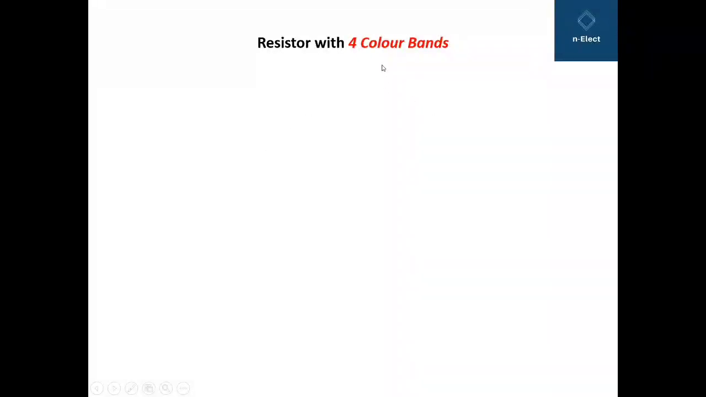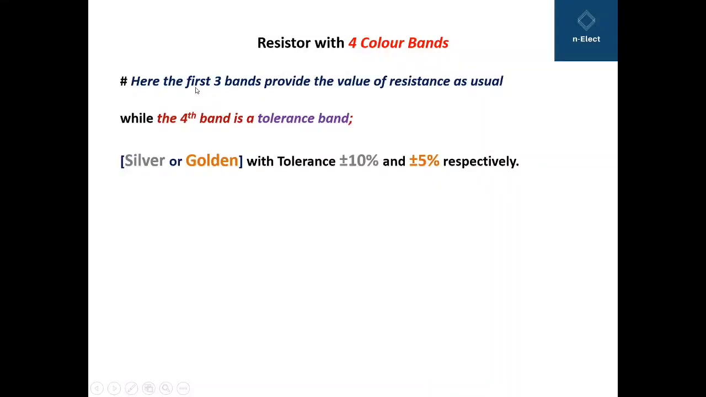Then resistor with 4 color bands. After 3 color bands, we are moving on to 4 color bands. Here, the first 3 bands provide the value of resistance as usual, while the 4th band is a tolerance band. Now, when the 4 color bands are there, 3 color bands work as usual, as we have seen in the previous example, but the 4th color band is dealing with the tolerance.